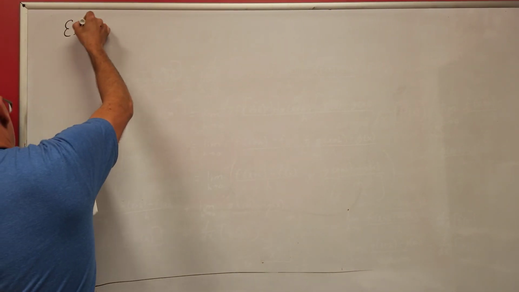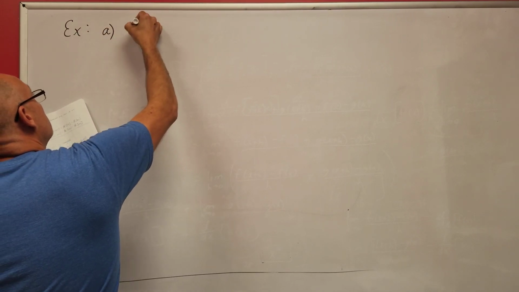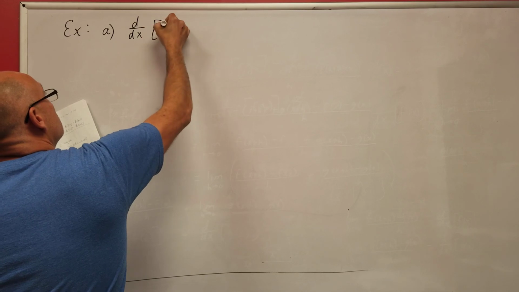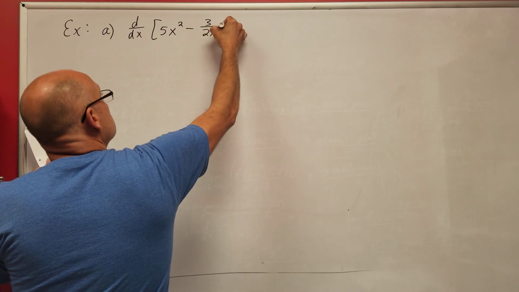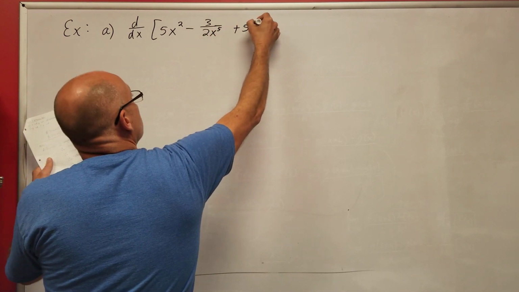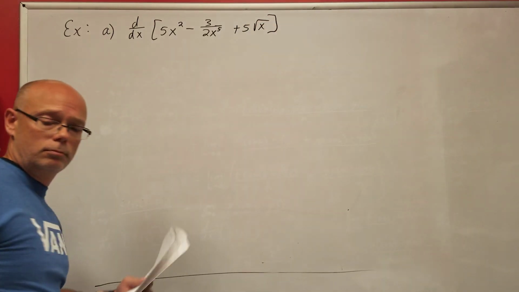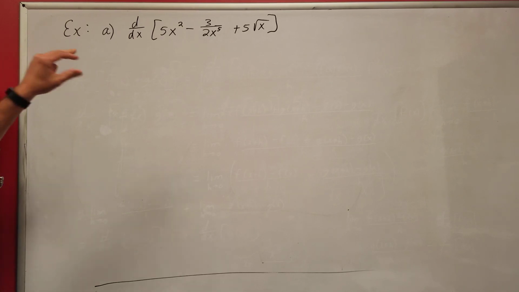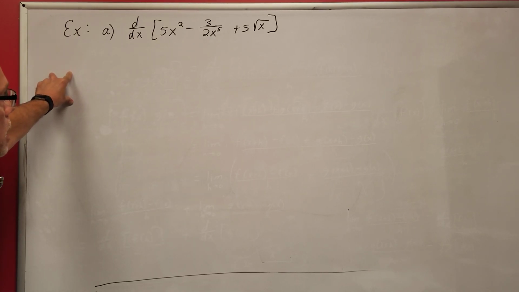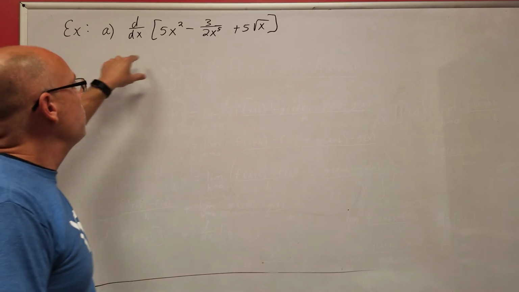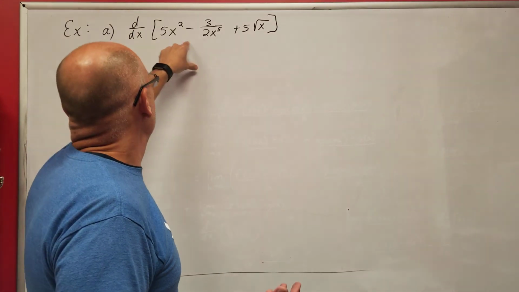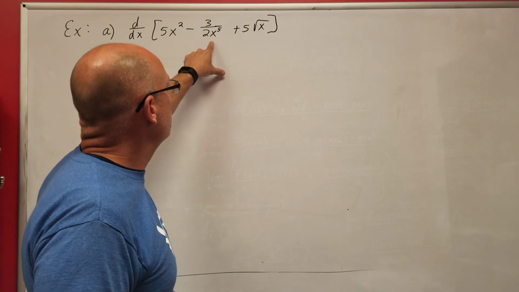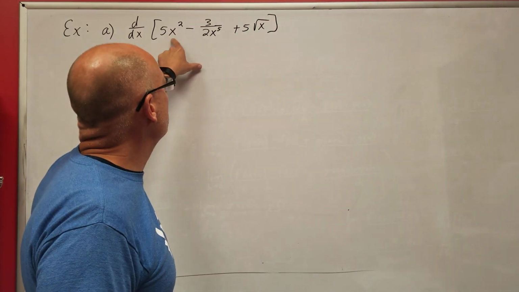All right, let's see. Suppose I have an example and we have part A. What about the derivative with respect to x of 5x squared minus 3 over 2x to the fifth plus 5 times the square root of x. Now, I just proved the sum one. I'm not going to prove the difference one just because it takes so much time. But it extends to 2 functions, 3 functions, 4 functions, 5 functions, or whatever. In other words, if you're taking a derivative of parts being added and subtracted, you can take the derivative of each one of them, okay?